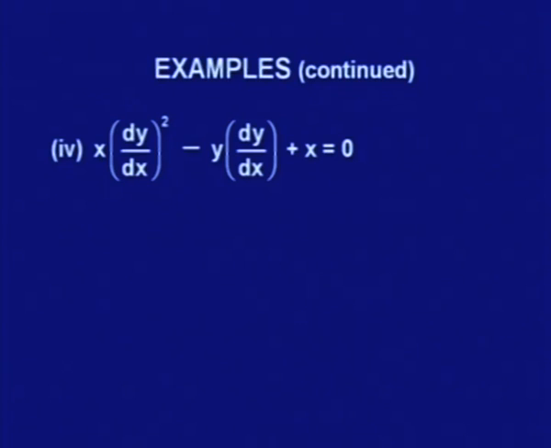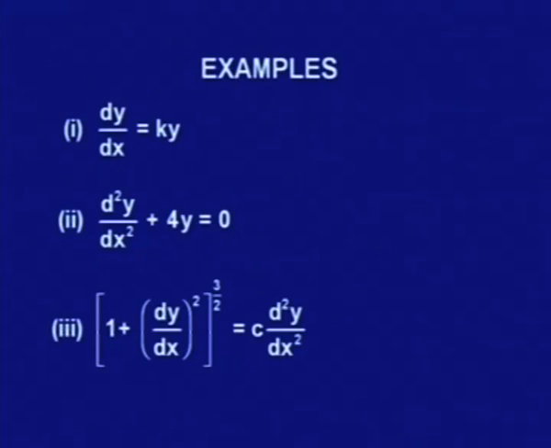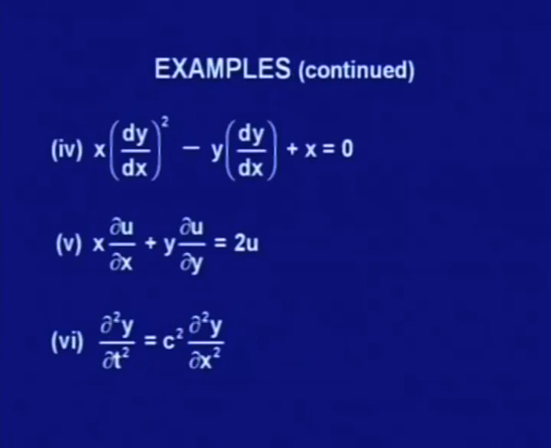x times (dy over dx) whole square minus y times dy over dx plus x is equal to 0, x times del u over del x plus y times del u over del y is equal to 2u, del 2y over del t2 is equal to c square times del 2y over del x2 are all examples of differential equations. In these examples, we have seen that some involve ordinary derivatives while some involve partial derivatives. Thus, we categorize our differential equations into ordinary differential equations and partial differential equations.